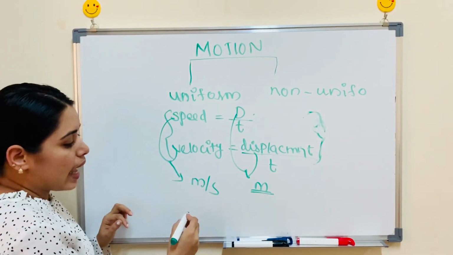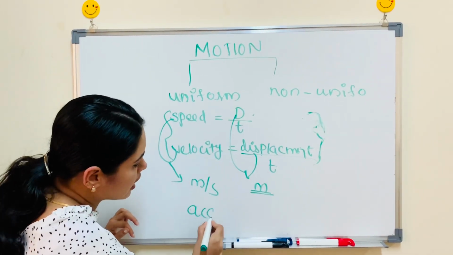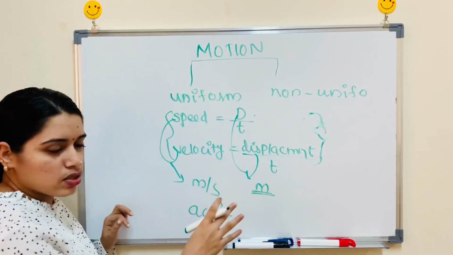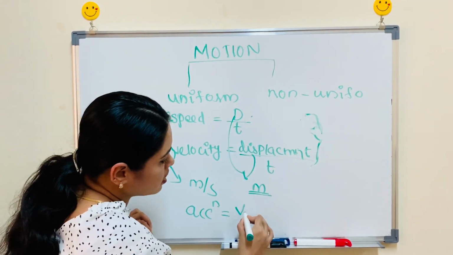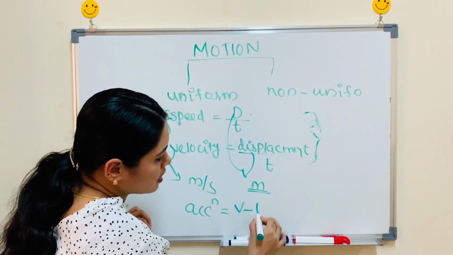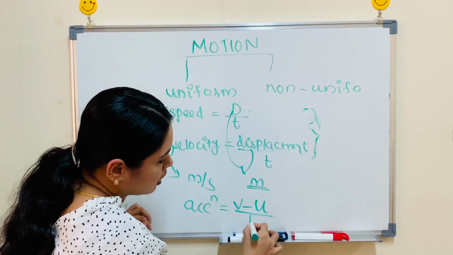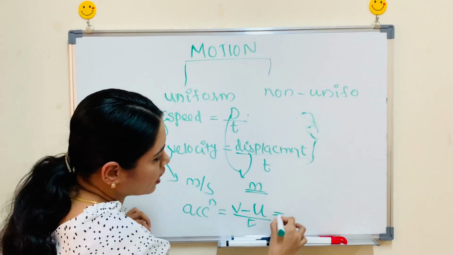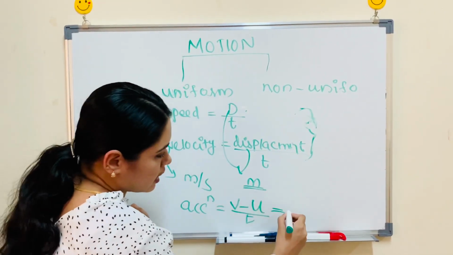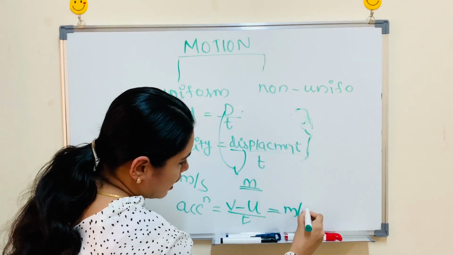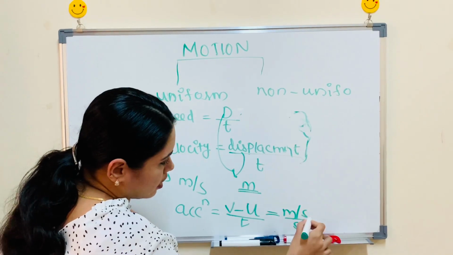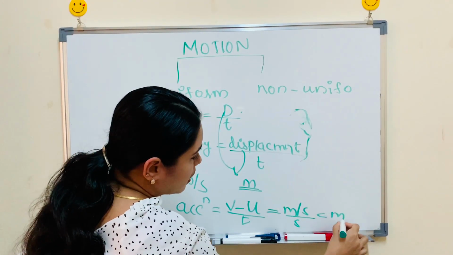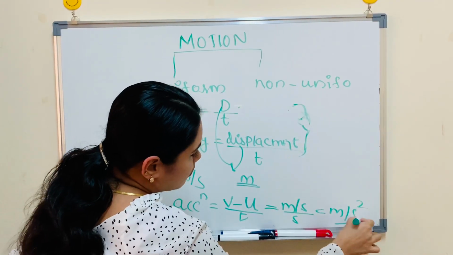Now we studied acceleration. What is acceleration? It is the change in velocity divided by time taken. Change in velocity means final velocity minus initial velocity divided by time. And its unit, the unit of velocity is meter per second divided by the unit of time is second. So the unit of acceleration is meter per second square.